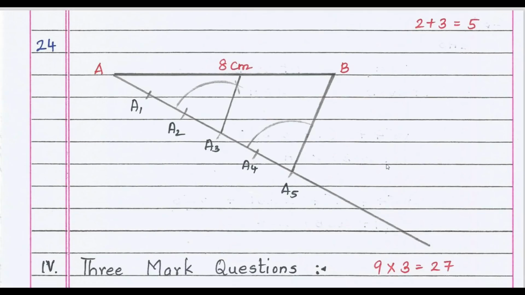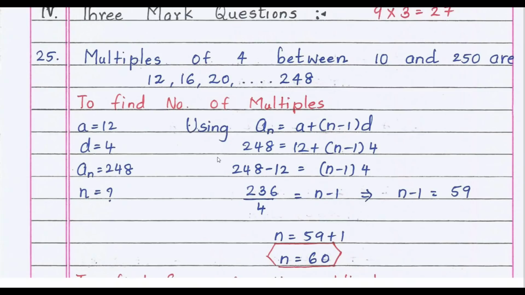Moving to question number 24, division of a line segment. Very simple and easy construction. Draw the line segment of 8 cm and divide it in the ratio 2:3. First we need to add the ratio and cut the number of arcs. 3 more questions.